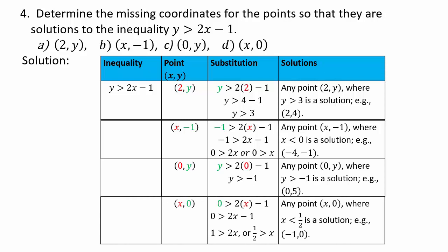And for the last one, we get 1/2 is greater than x, so x is smaller than 1/2. So -1, 0, -10, -100. Again, as long as the x coordinate is smaller than 1/2, you have infinitely many solutions to this inequality.